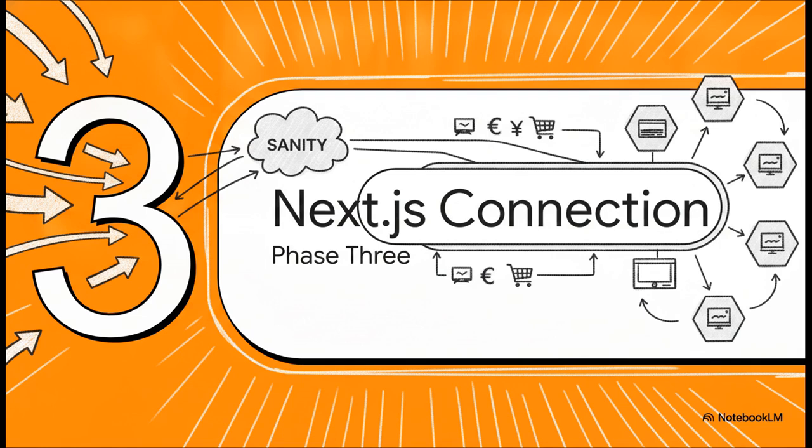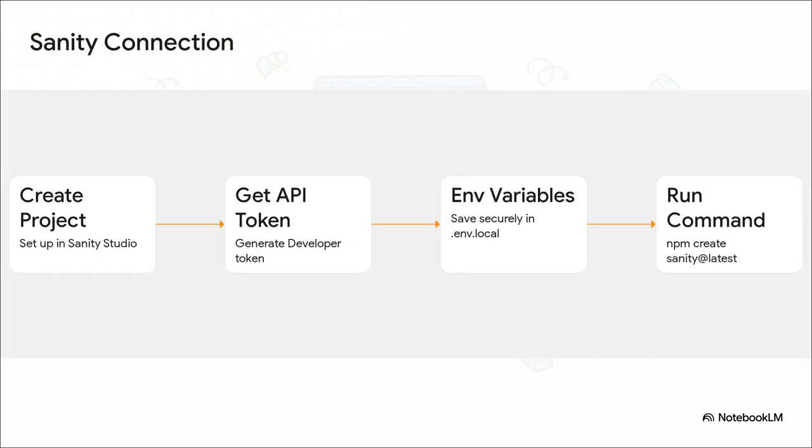Section 3. Next.js and Sanity connection. All right, the data is imported and it's sitting nicely in Sanity. Let's move to the critical bridge phase, where we finally connect our Next.js storefront to this newly populated Sanity backend. Here is the exact setup sequence you need to follow.